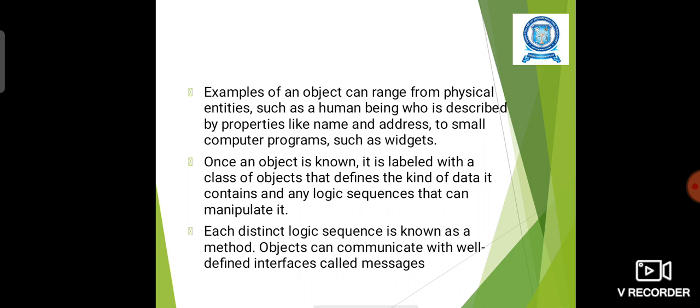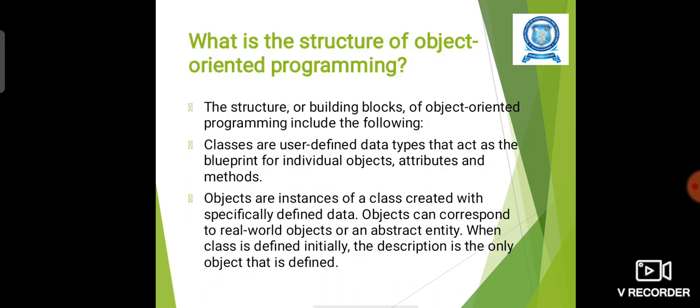Once an object is known, it is labeled with a class of objects that define the kind of data it contains and any logic sequences that can manipulate it. Each distinct logic sequence is known as a method. Objects can communicate with well-defined interfaces called messages.